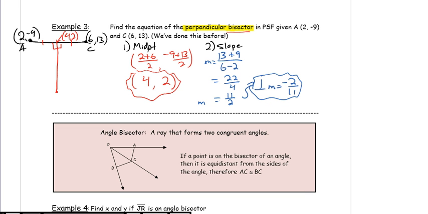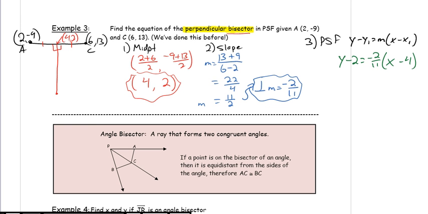Last thing we do, put in point slope form, which is y minus y1 equals m times x minus x1. Plug everything in. So we're going to have y minus 2 equals -2 over 11 times the quantity of x minus 4. Using the two pieces of information we found, plugging it back in. So again, perpendicular bisector, two parts. Find the midpoint, find the perpendicular slope, put it back into point slope form.